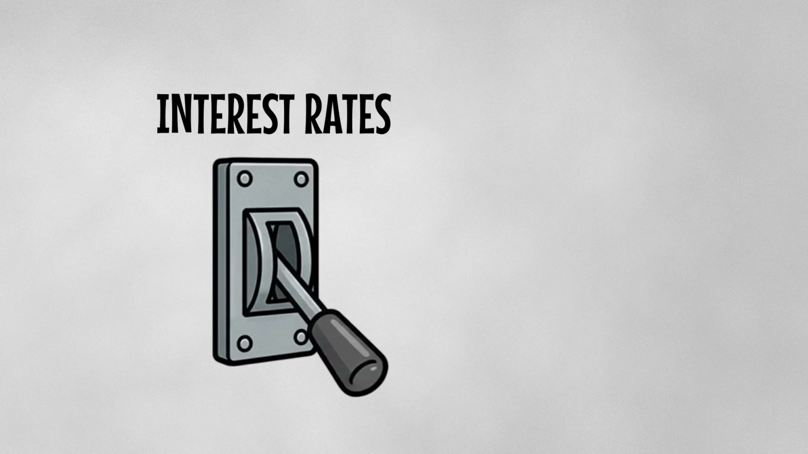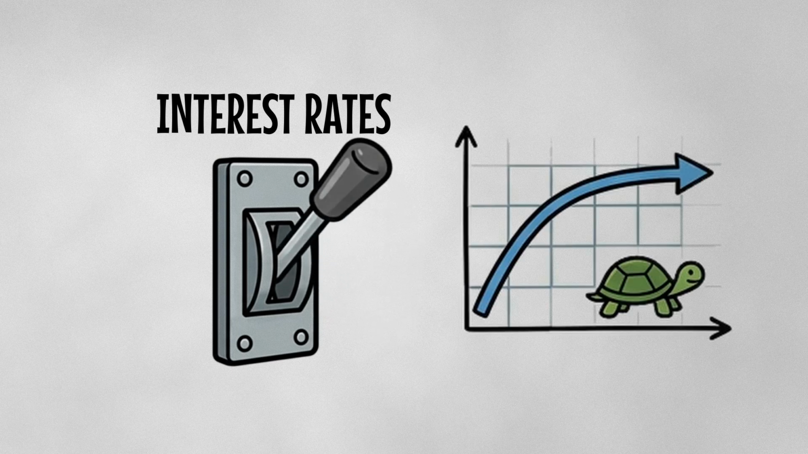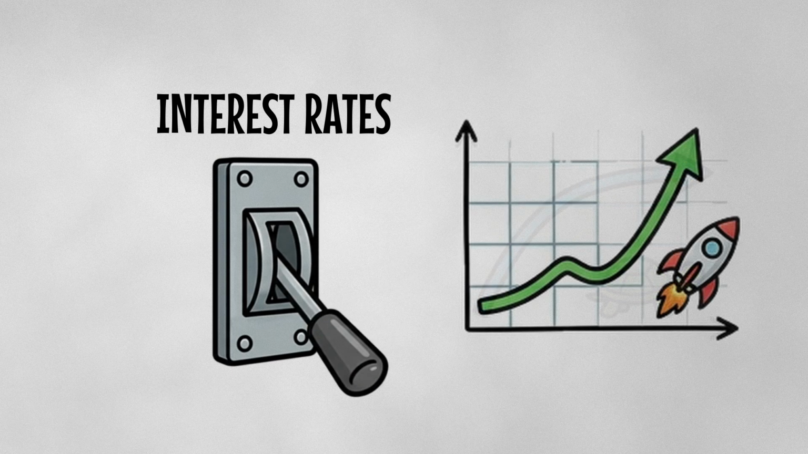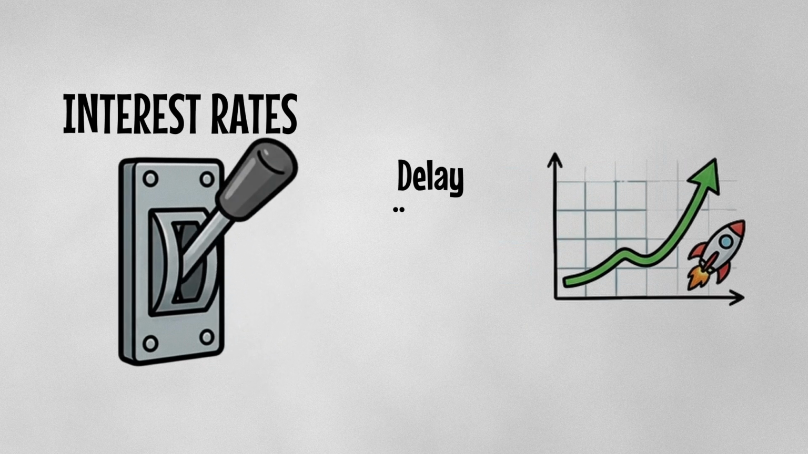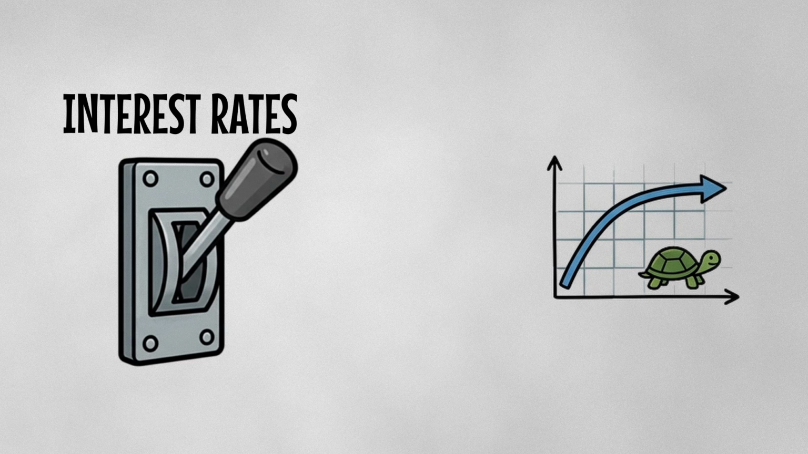Now we bring everything together. Interest rates are like a dial that controls the speed of the economy. Turn it up, things slow down. Turn it down, things speed up. But it is never perfect. There is always a delay. If the Fed raises rates today, you don't feel it immediately. It takes months, sometimes more than a year, for the full effect to spread. That is why managing interest rates is difficult.